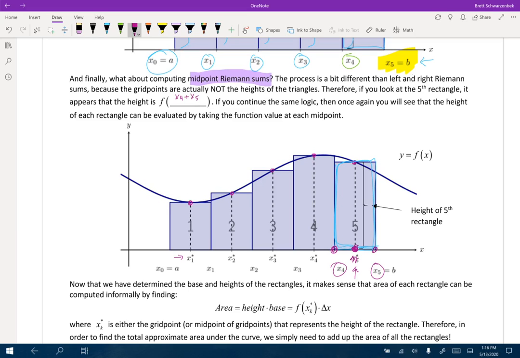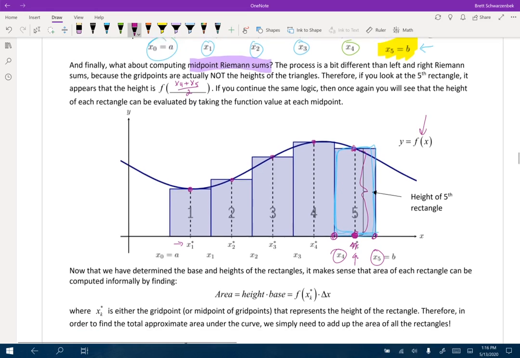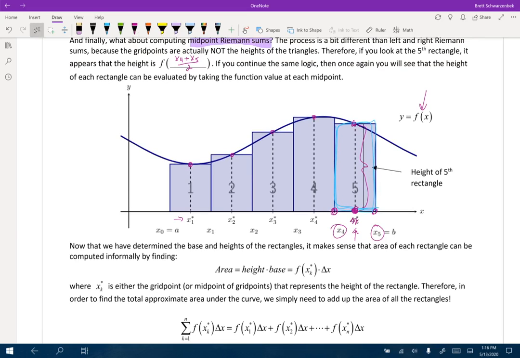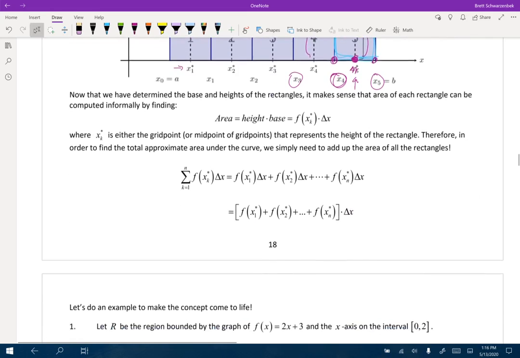We're taking x4 plus x5 divided by 2, and then we're plugging that into the function to get this height in the problem. So basically, this is what you're going to do the whole time, right? Here's going to be the average of x3 and x4, and you're going to go through the entire diagram. You're never going to use any of the endpoints or basic partitions. You're going to be finding the average of them in order to calculate all of those values.